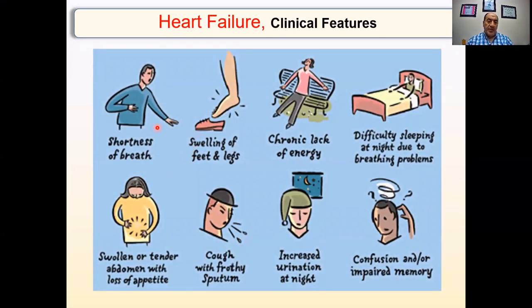Collectively, the clinical features can be summarized as shortness of breath, again due to pulmonary congestion, cough due to pulmonary congestion, swelling of feet and legs, swollen tender abdomen with loss of appetite, these due to peripheral edema, chronic lack of energy because now the heart cannot pump enough blood to the tissues, and increased urination at night because of the redistribution to the central circulation at night.